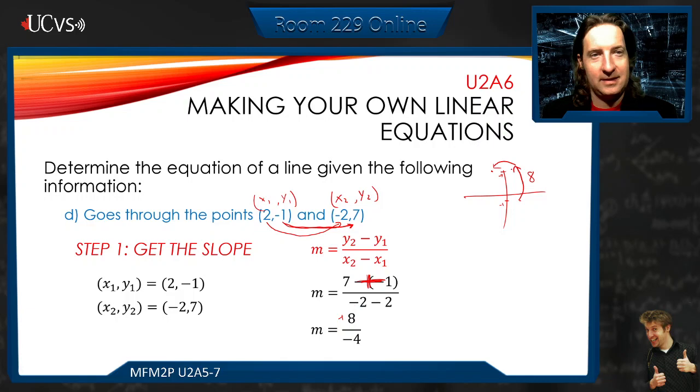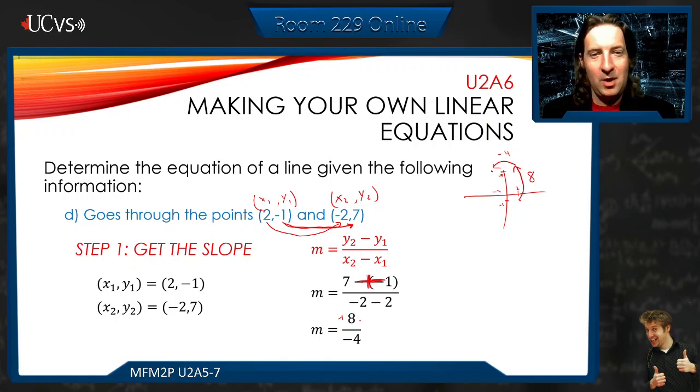Right? Adding 8. And to go from +2 to -2, I had to lose 4. So my slope becomes 8 over -4. Right? You can see it graphically here, or you can see it algebraically here.